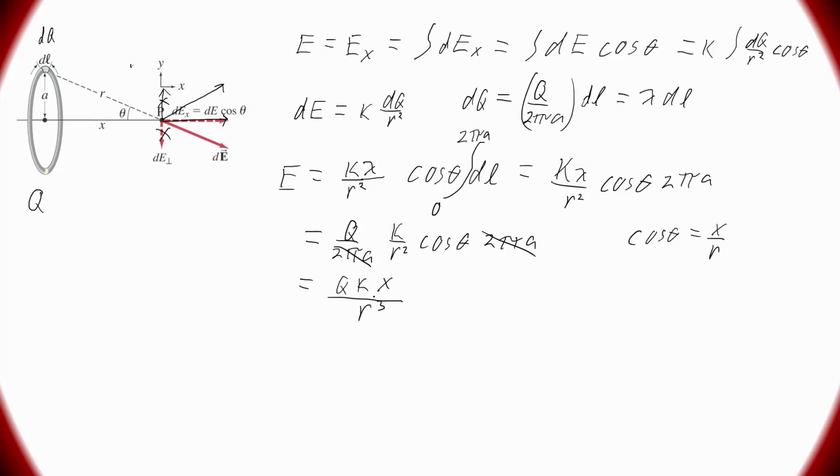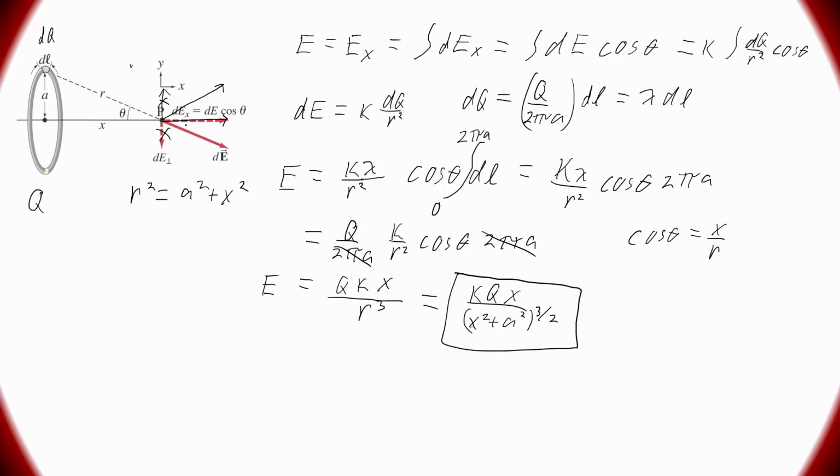Now, this is a valid expression, but we're interested in any point P that could be really at any location. And so we want to write that in terms of x, so we can see how the E field changes as a function of x rather than as x and r. And as we can see here, r is the hypotenuse, so r squared is going to be a squared plus x squared. So if we make that substitution in here, then we're going to get kqx all over x squared plus a squared, the order doesn't matter, to the 3/2 power. And there we've got the electric field along the axis going through the hoop as a function of x.